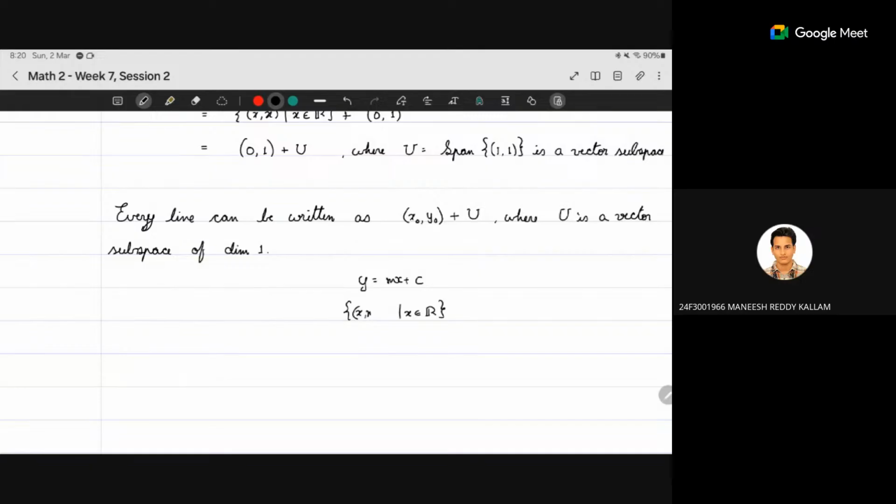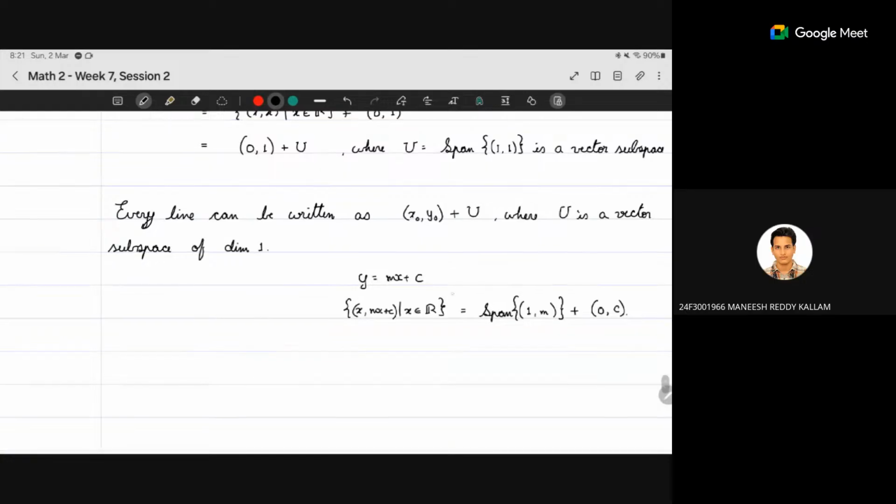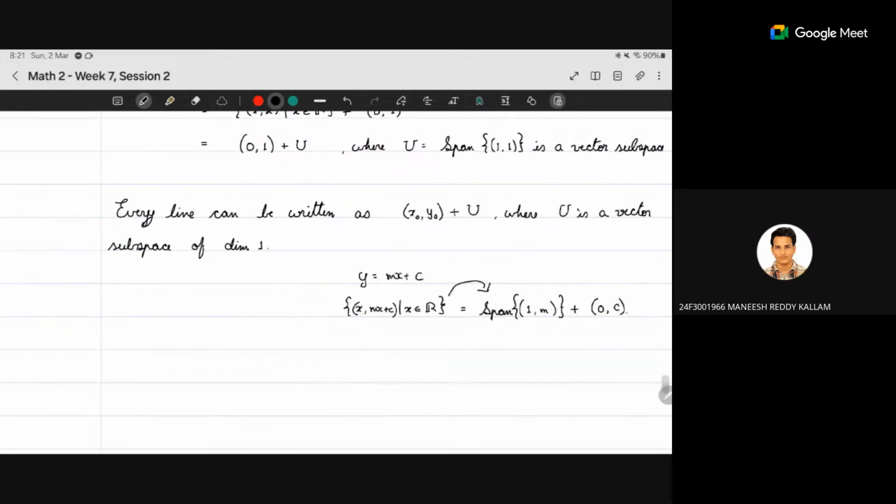Y is equal to mx plus c. So this will be (x, mx plus c). This I can write as the span of (1, m) plus (0, c). Do you see what's happening over here from here to here?